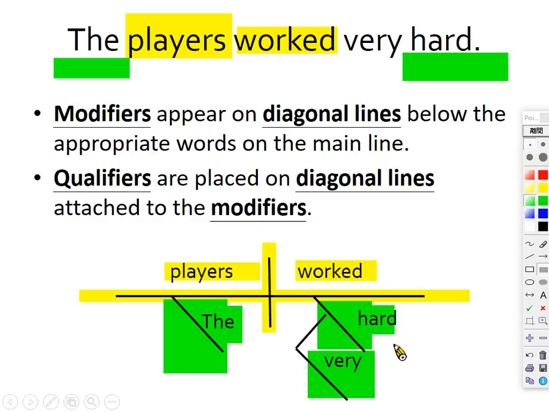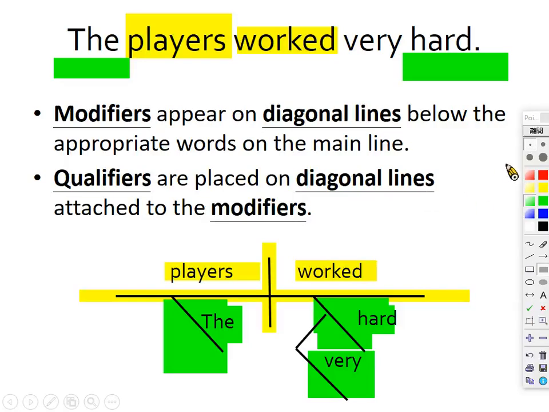So you can just say, the players worked hard, but you cannot write the players worked very. What's that? It's wrong, right? So basically, hard is directly used to modify a word, so we put it under this. So basically, diagonal lines put under the main line are used to modify the word put on the main line. Keep in mind about this.